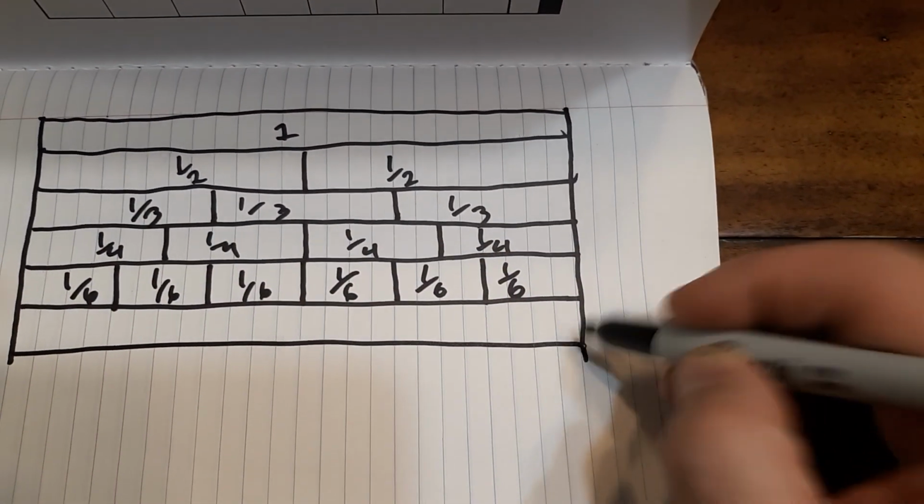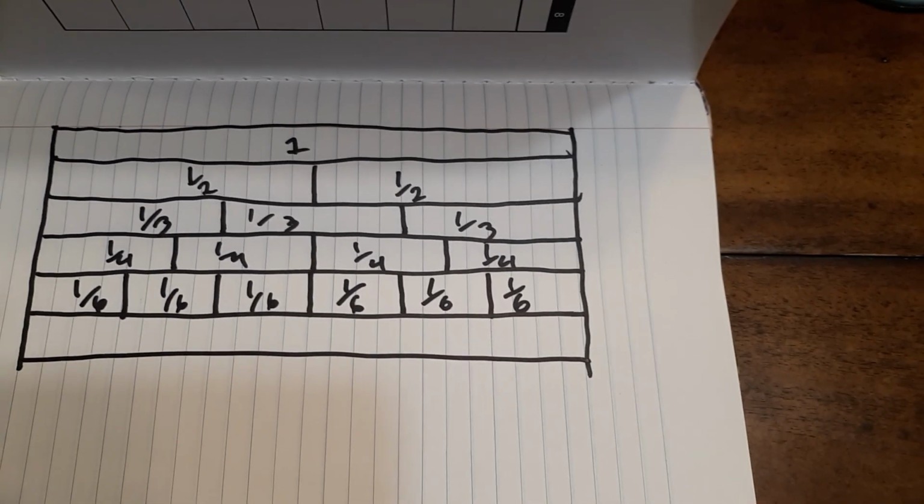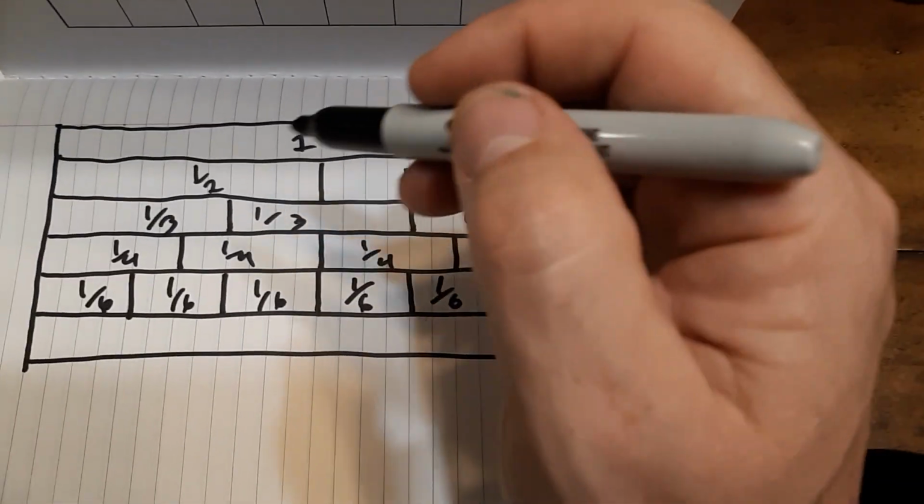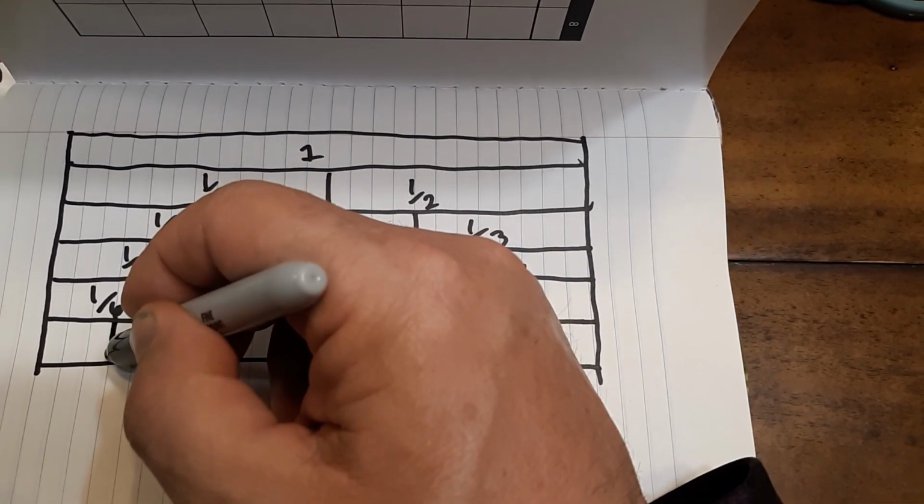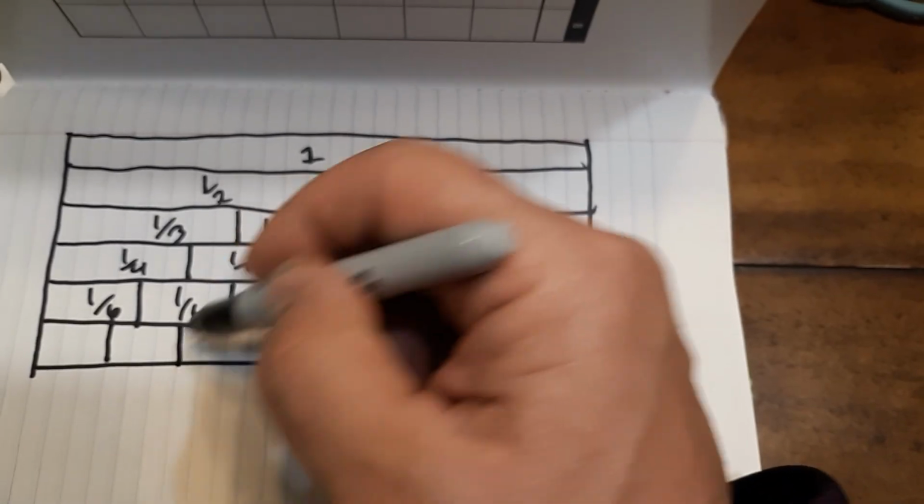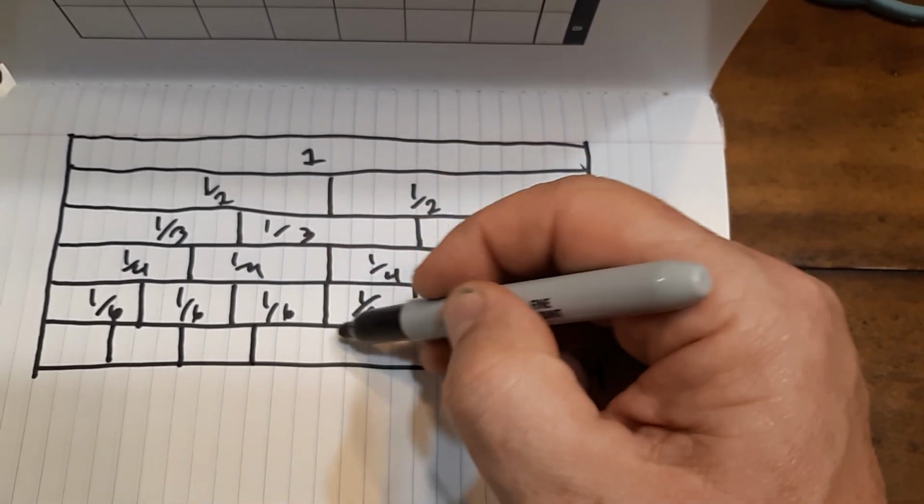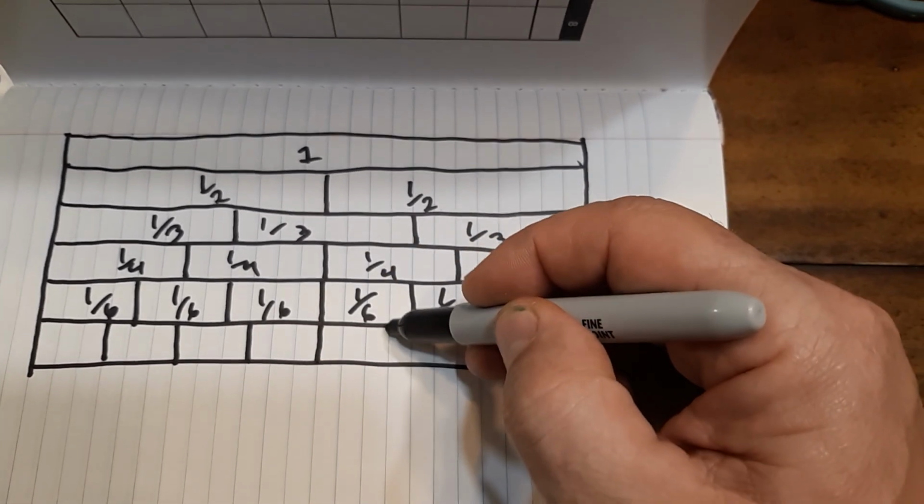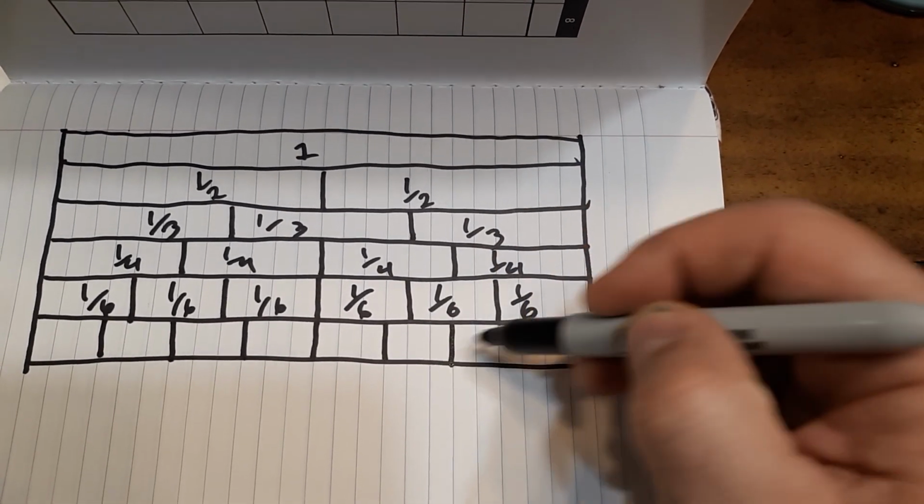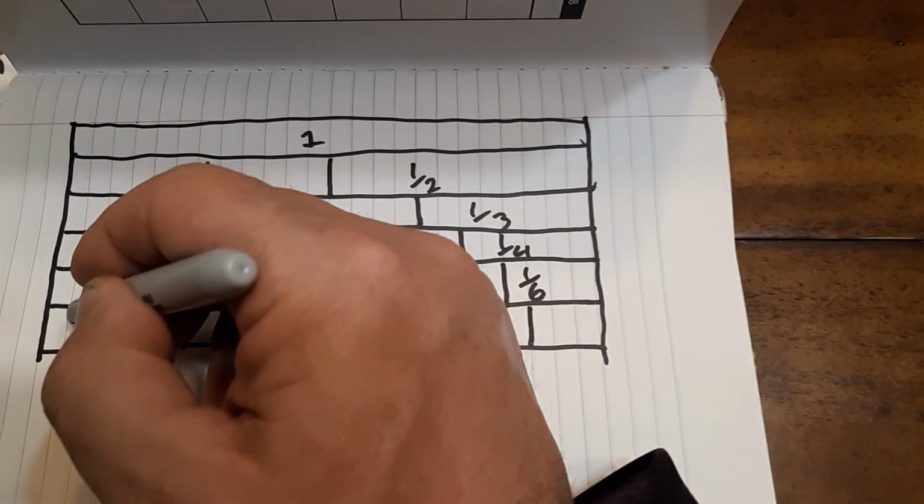Okay, my last one's eighths. I'm going to break it in 8 equal parts, and that's 3 times 8 is 24. So 3, 3, 3, halfway, another 3, 3, and 3, and those are eighths.